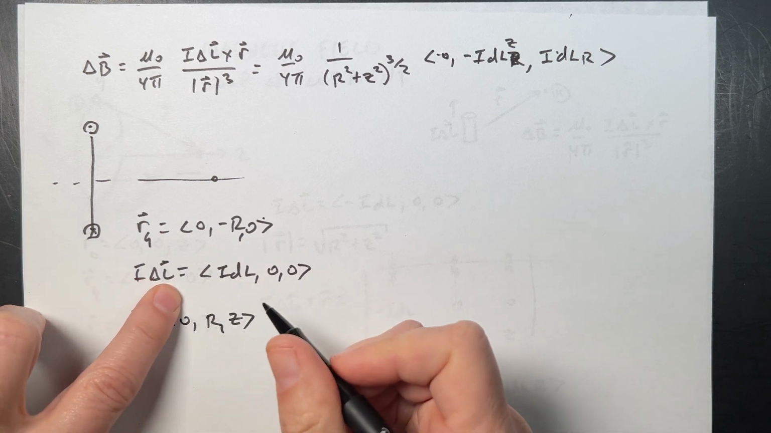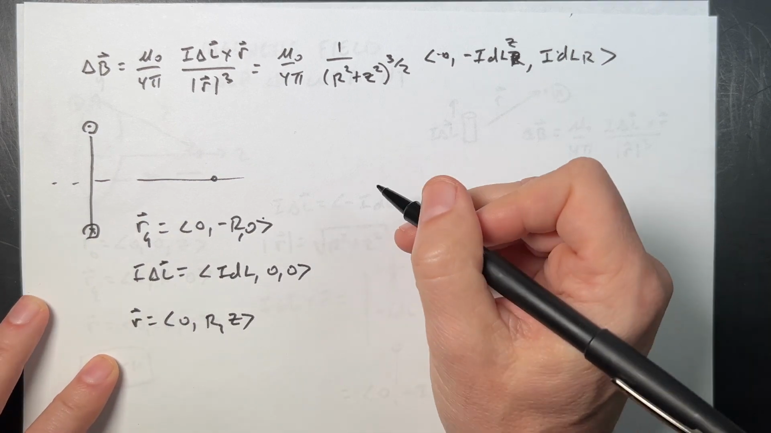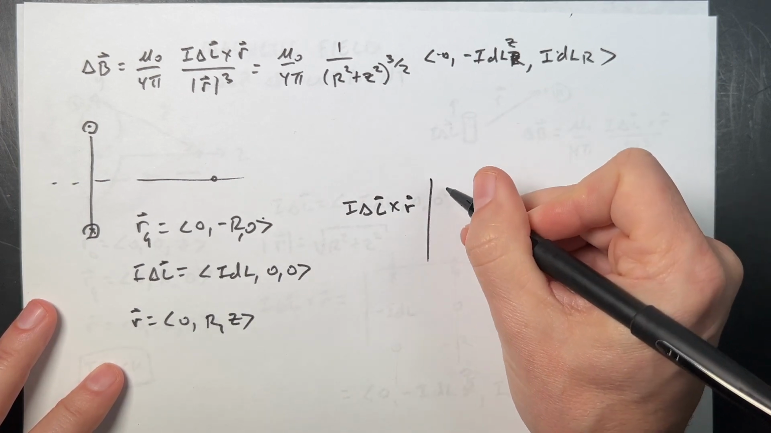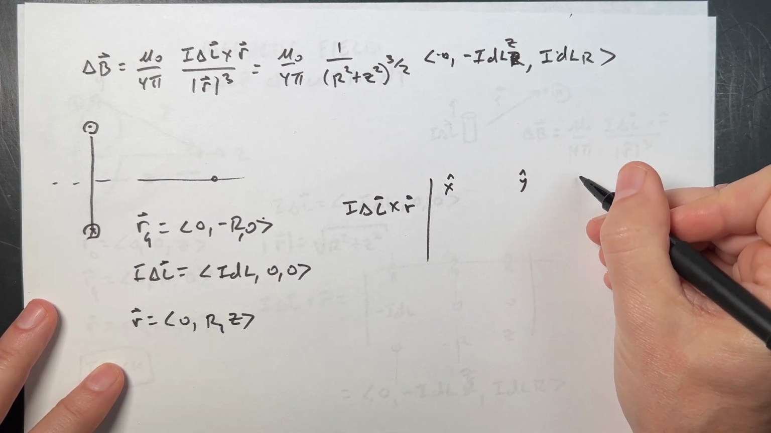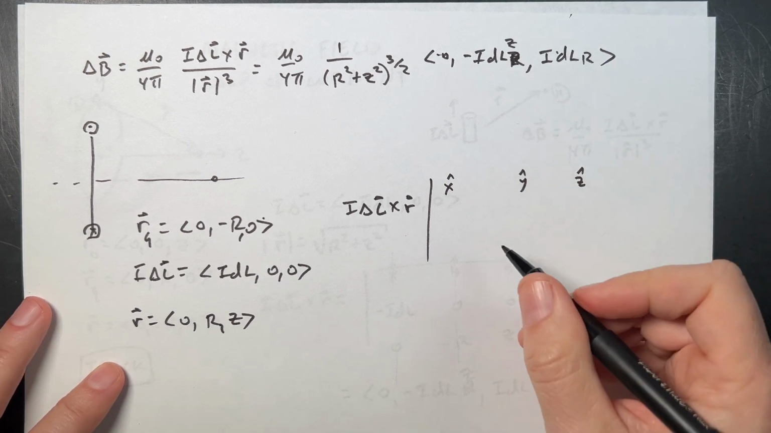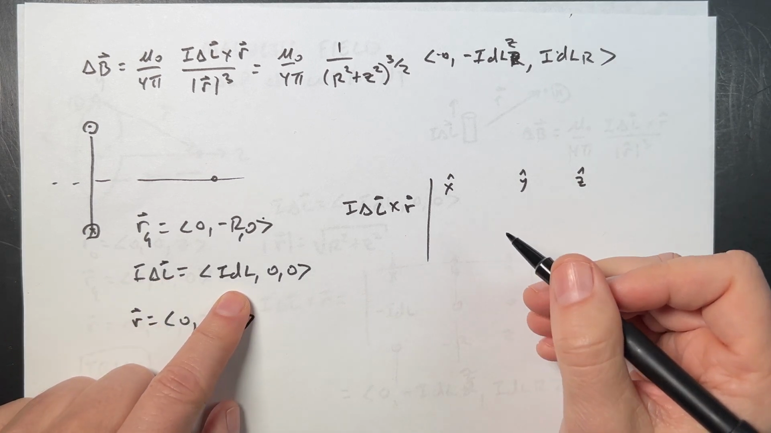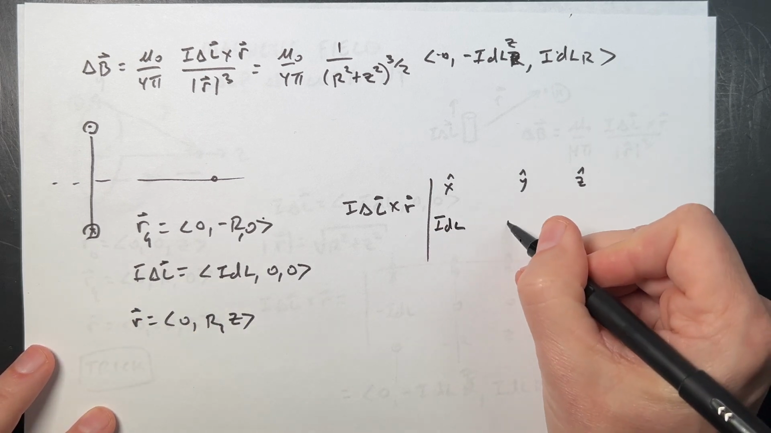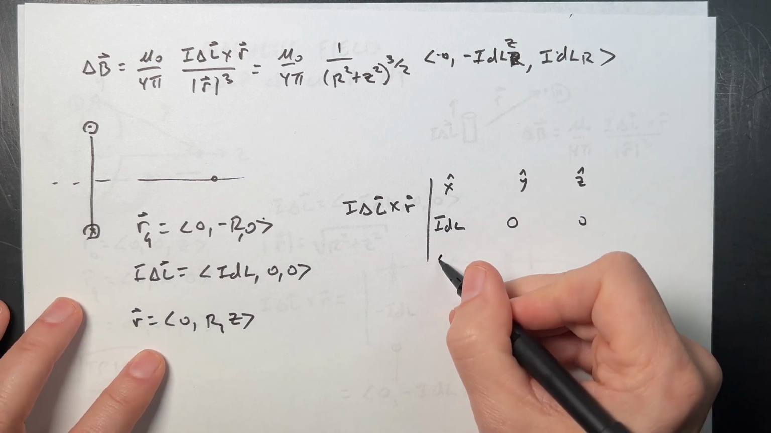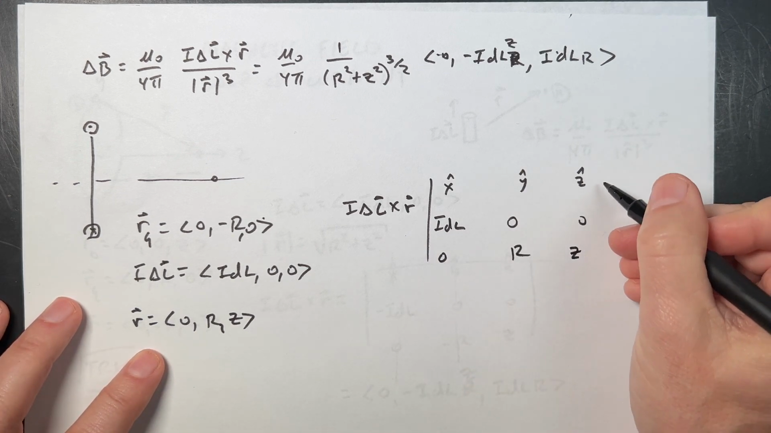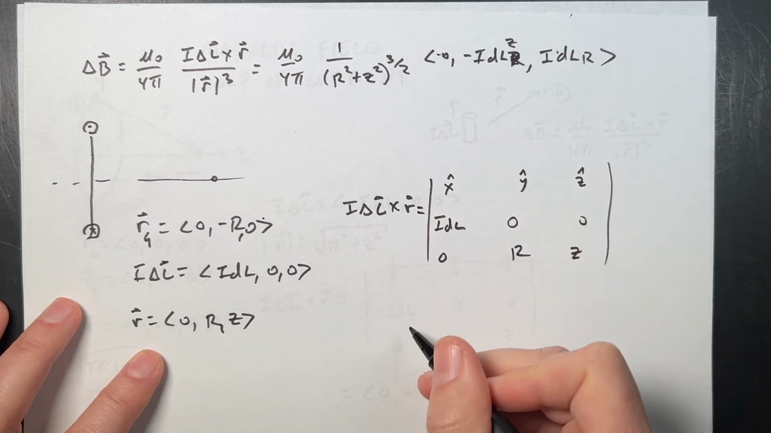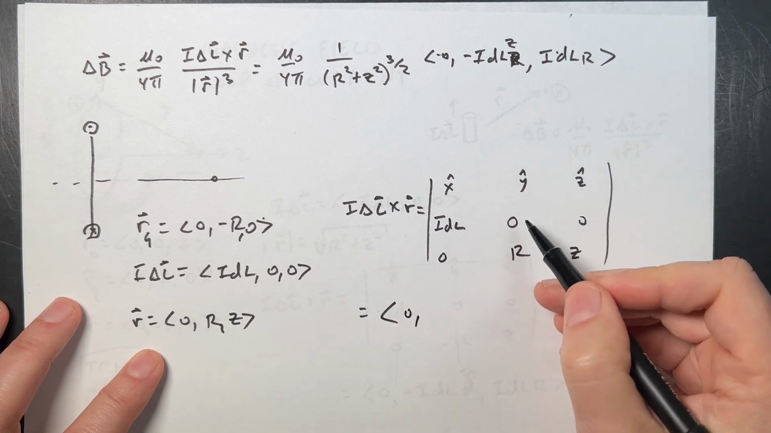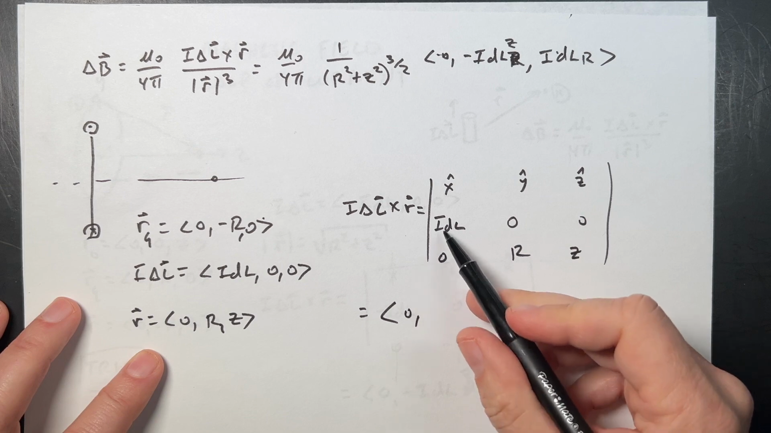And then I need to redo I delta L cross r. So let's do that. And this time we won't make a mistake. Cross r is going to be x hat, y hat, z hat. You got to say these things out loud or you're going to make a mistake. And then I'm going to put my I delta L vector, that's right, I dl 0, 0, and then my r vector 0, r, z equals. And so we're going to get the x component is going to be 0. The y component is going to be this minus that.